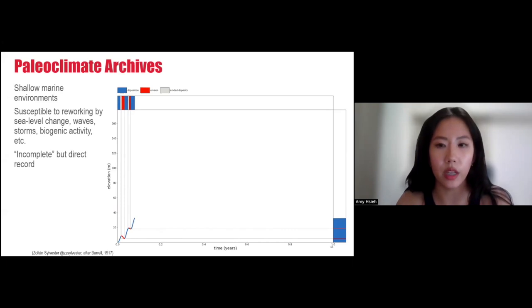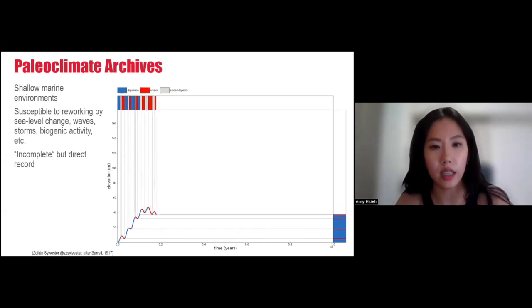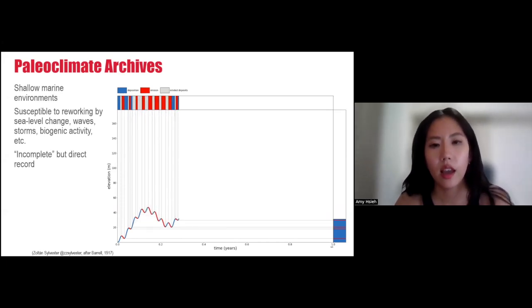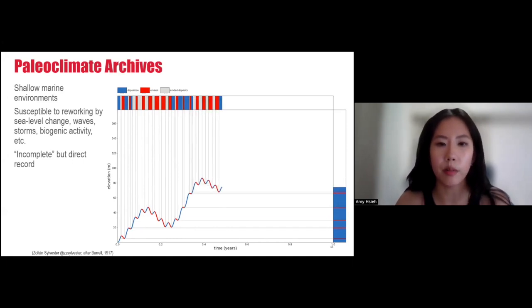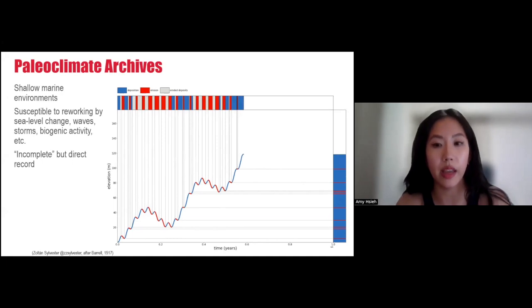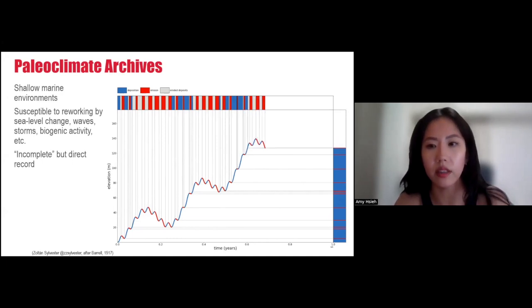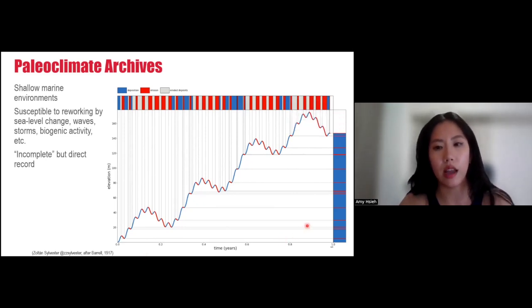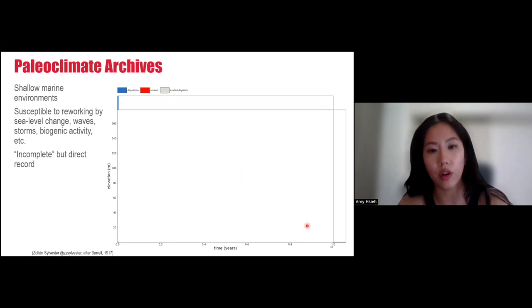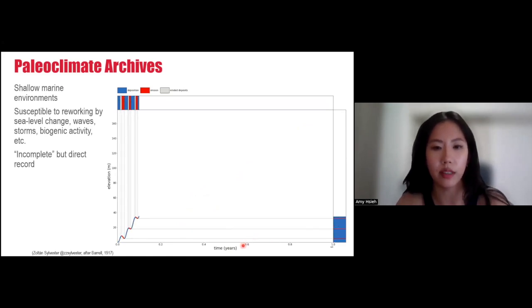Records from the shallow marine environment, on the other hand, are directly impacted by climate change. However, they're usually overlooked as climate archives because sediment are commonly reworked by said extreme weather events, and this results in an incomplete record. So this is a neat animation that demonstrates how sediment is preserved or not preserved in a typical shallow marine setting.